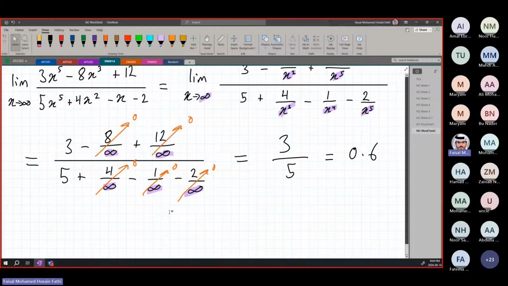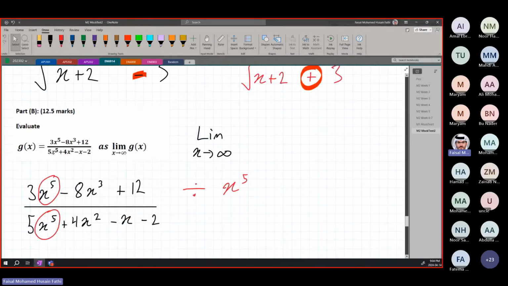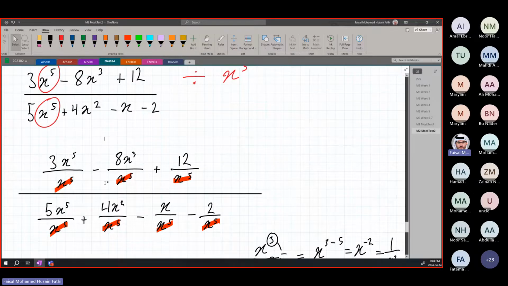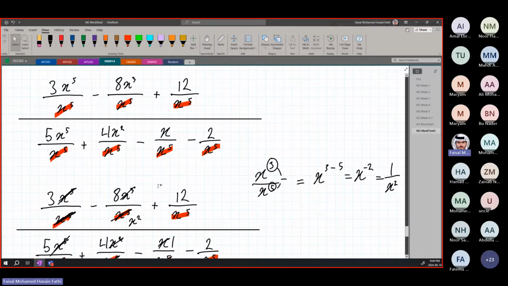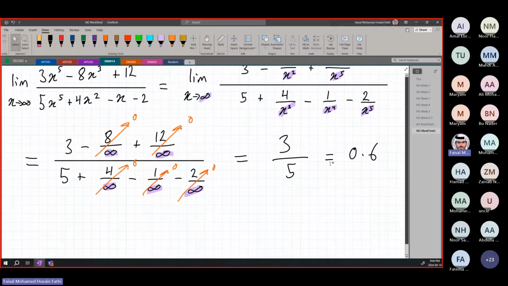What if the top is to the power 4 instead of power 5? Solve it and you tell me. I mean, what will happen? We're going to select the power 5 at the bottom, and then we're going to divide by power 5. All of the top is going to be 1 over infinity, 1 over infinity, 1 over infinity, 1 over infinity at the top side. So this is also going to become 0. So it's going to be 0 over 5, so it's equal to 0. That's what's going to happen. That's why they're not going to give you that.